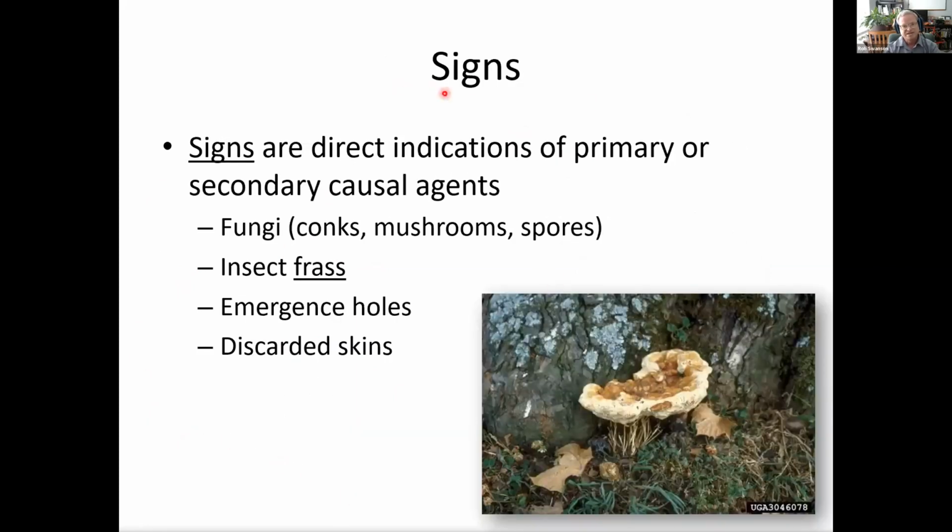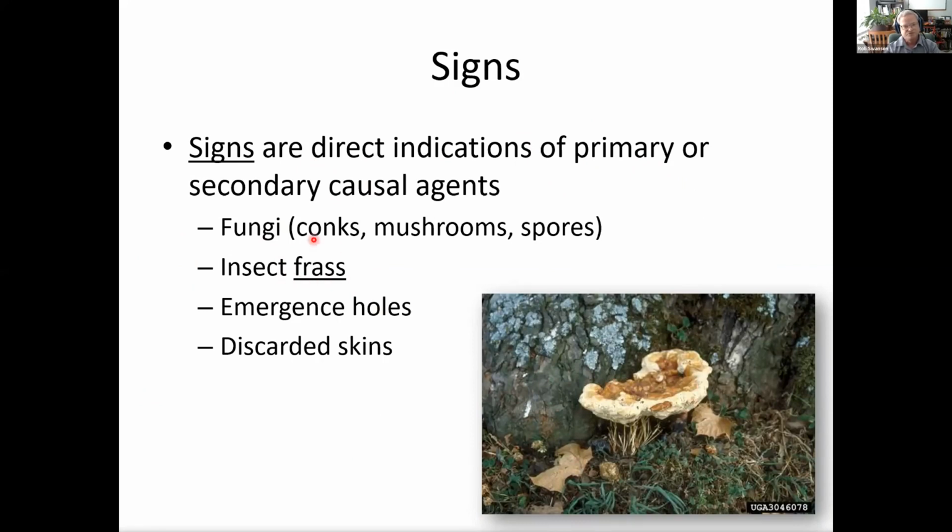Compare that to a sign. Signs are direct indications of the primary or secondary causal agent, such as we see a conch growing on the side of the tree. So we see this Ganoderma conch here on the side of the tree, and we say, oh, wow, but does this conch actually cause the problem? No, it's a sign of the actual Ganoderma fungus that's active inside of the tree.